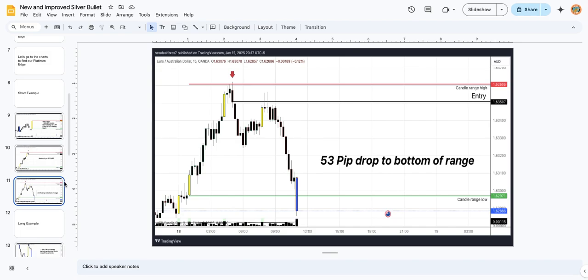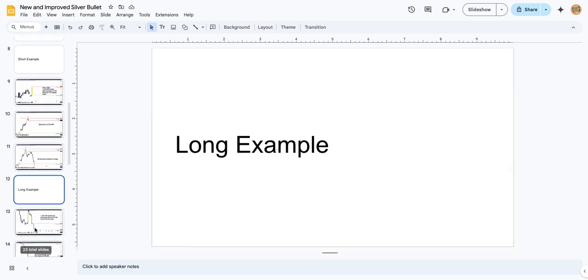All right. So price went down a little bit here, came back up, and then tanked again for 53 pips to the bottom of the range. That is our take profit. That is it. Your entry to your exit. Everything is defined in a set amount of hours. This happened between the hours of 5 a.m. and 9 a.m. Done. Here's a long example.